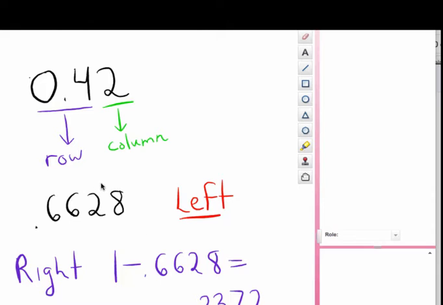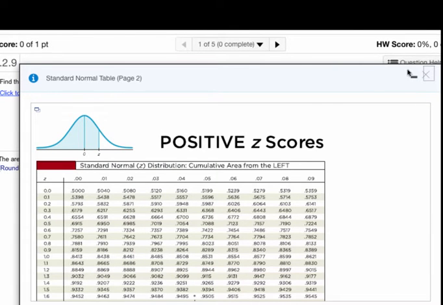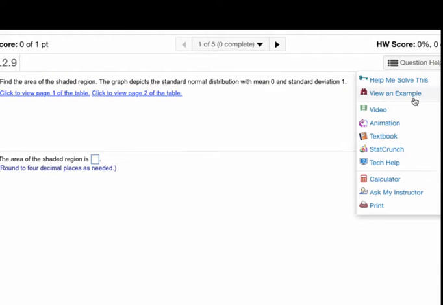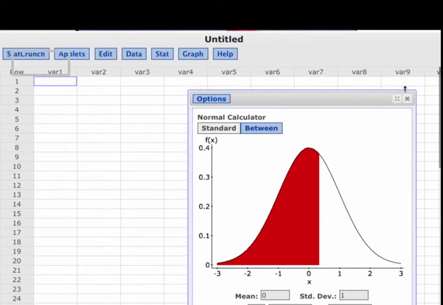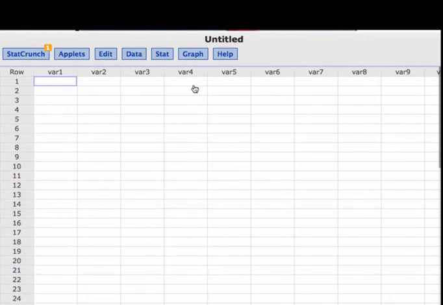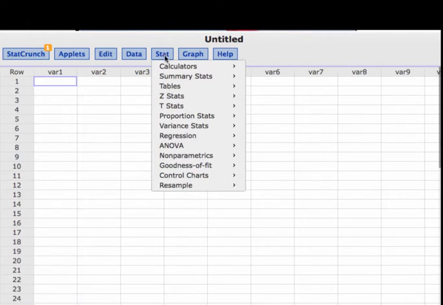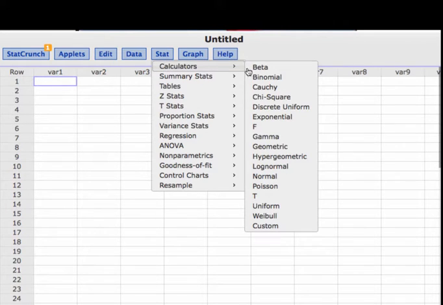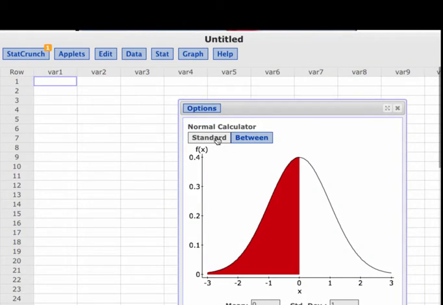If you do not wish to do this by hand or through using a reference table, you may also do this in StatCrunch. We'll go ahead and open StatCrunch by asking for question help and then choosing the StatCrunch option. Once this opens up, we are going to hit the Stat button, Calculators, and scroll down to Normal. We're going to start with the standard calculator.